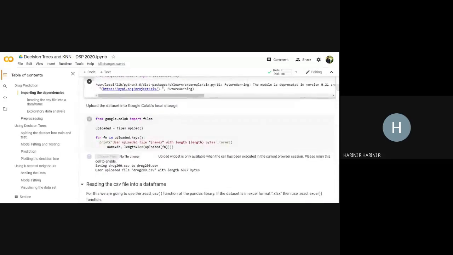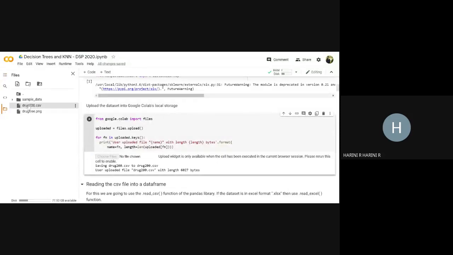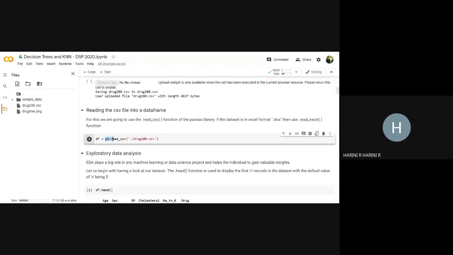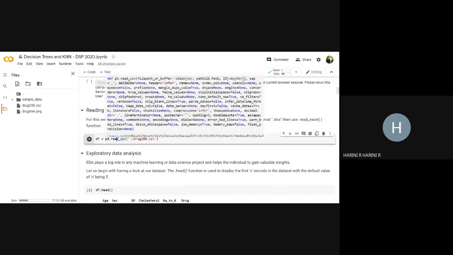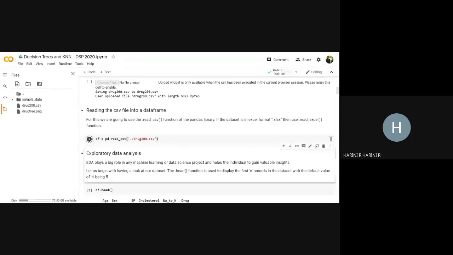So if you're using Colab, you can run this cell and choose this drug200.csv file to load, or you could just run this statement also. This statement you would have been familiar with by now. We use this read_csv function, which is available as part of the pandas module, to load our CSV into a data frame. So let's just do that.